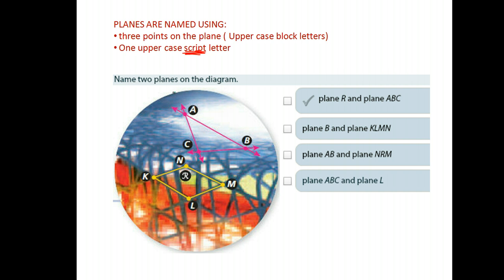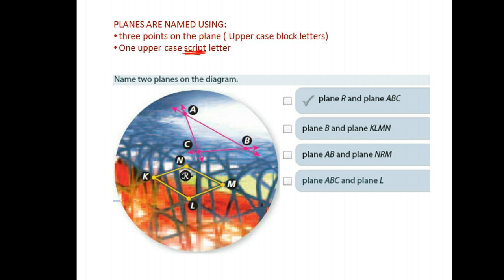So they asked you to name the 2 planes in the diagram. Now there are lots of possible answers because remember, this plane up here could be named using those 3 points in any order. So it could be ABC, CBA, CAB. But we need all 3, and they can be in any order. This plane down here has 4 points, so it could be named using any 3 of the 4 points. Or it also has that script letter, so it can be named with the script letter.